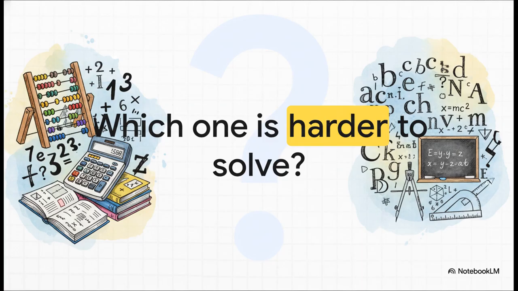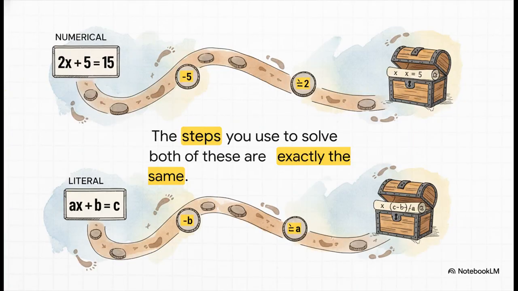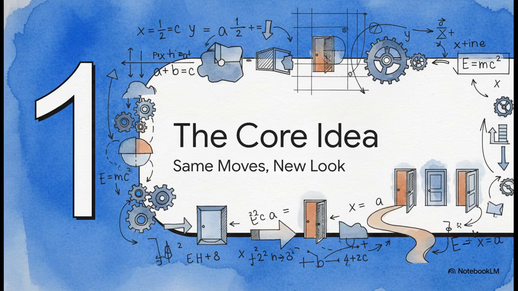Take a second. Surprise, it's actually a trick question. And here's the big secret that's going to make your life in algebra so much easier. The steps you use to solve both of these, they're exactly the same. And that really gets us to the core idea of what we're talking about today. We're going to see that even when the equations look totally different, the moves we make, the logic, it's all identical. We're focusing on the method, not just the numbers.